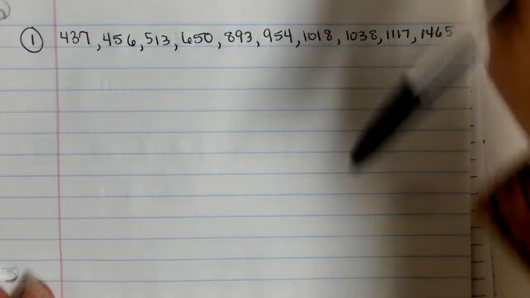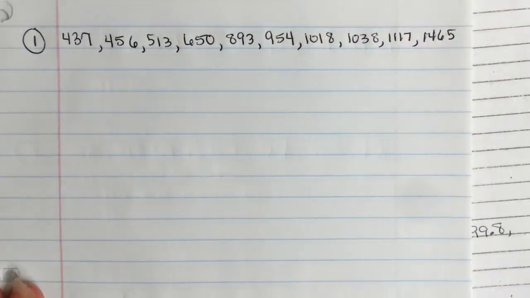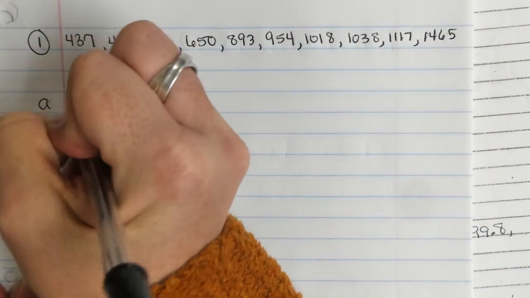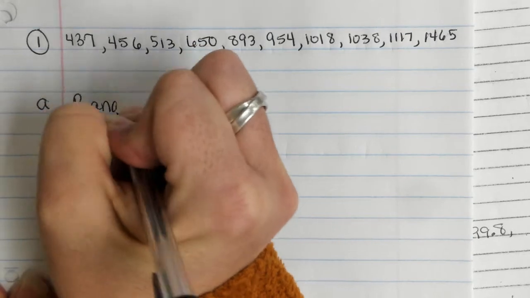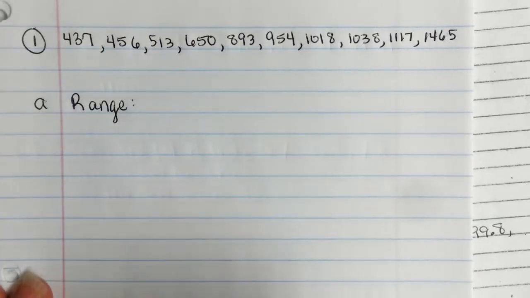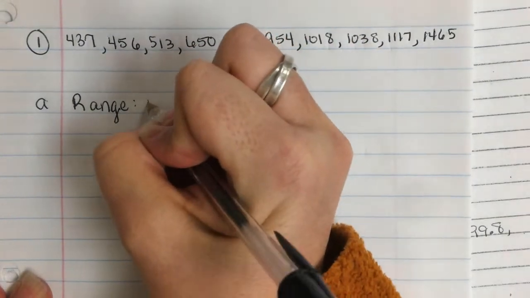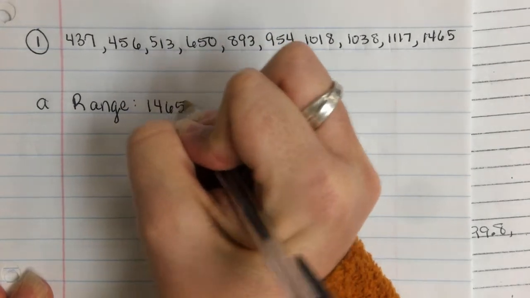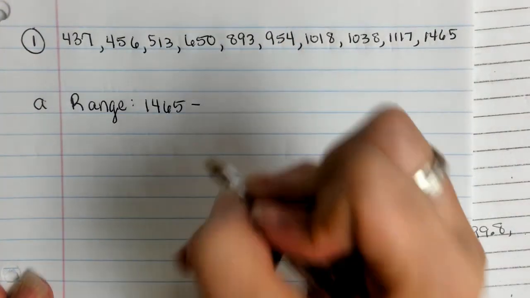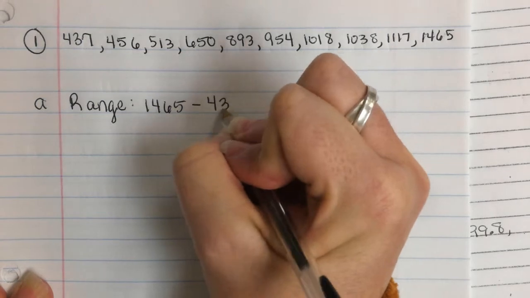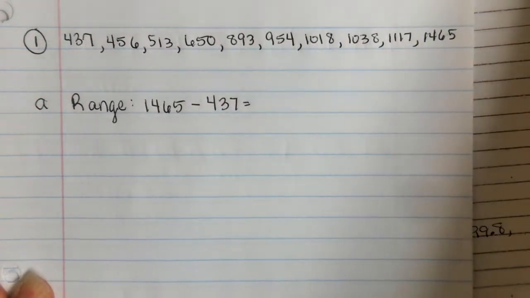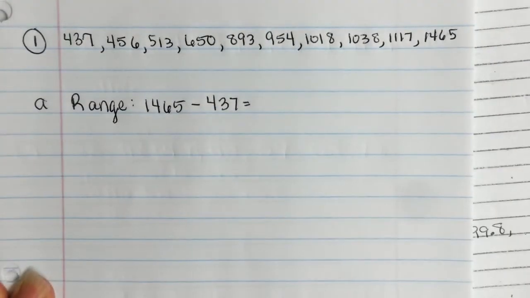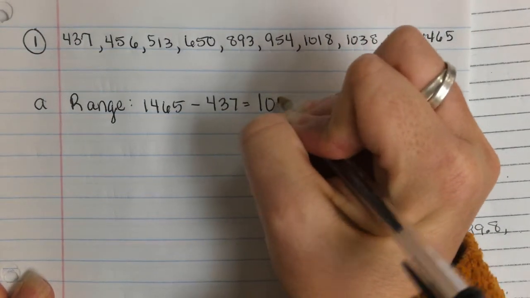The first thing this homework wants, letter A, is the range. The range is the largest number minus the smallest number. So, taking my calculator, I got 1,028.